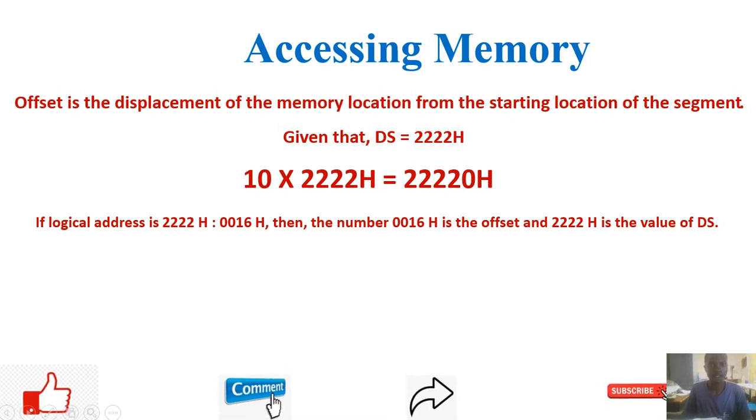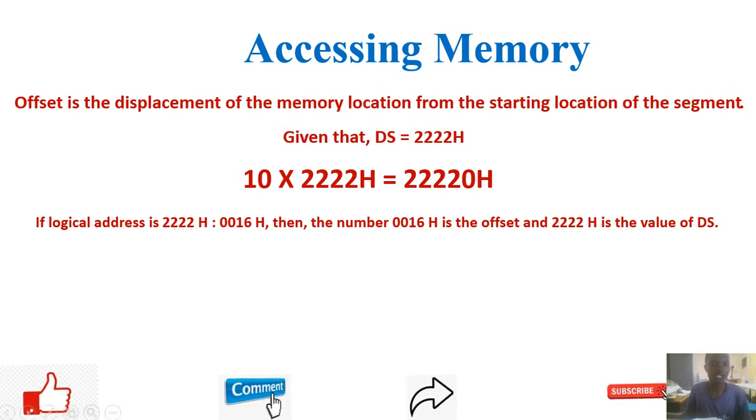So given that the data segment's value is that, as said on this slide, the BIU then appends a 0 by multiplying the DS value by 10. We now get the logical, the starting address of the data segment becomes quad 20.